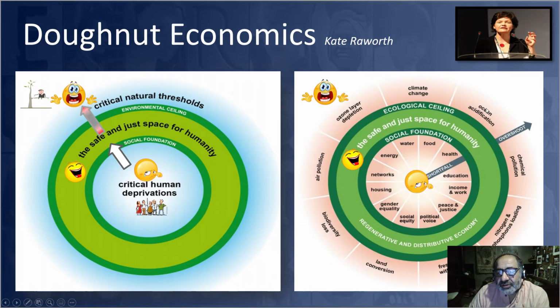And you'll notice on the outer limit of the donut some terms that you're quite familiar with: climate change, ocean acidification, chemical pollution is the new term used by Johan Rockström. So these are the 9 planetary boundaries. What I represented to you was the previous draft. This is a new draft that they've done.